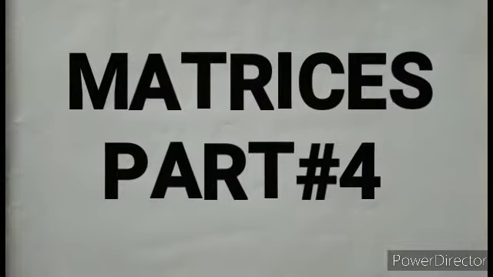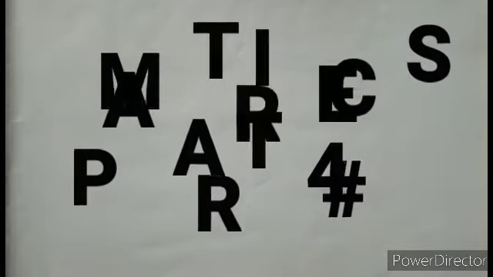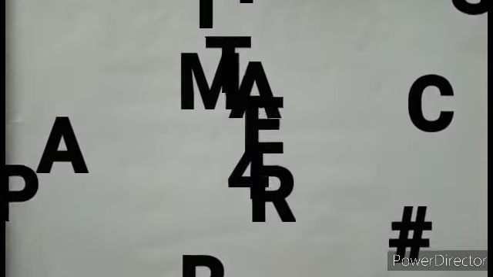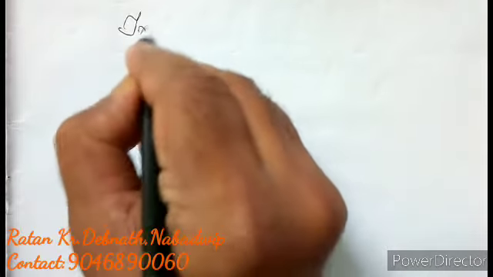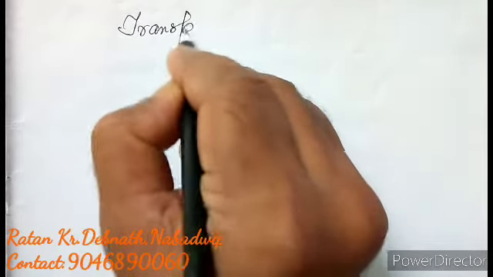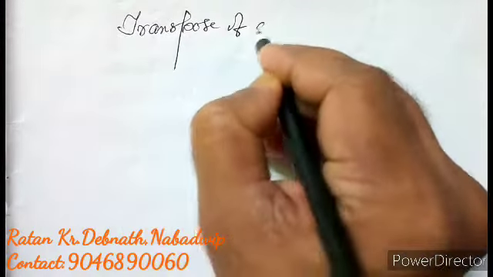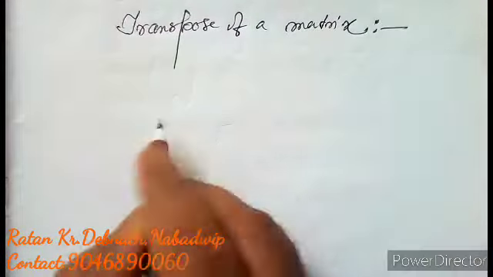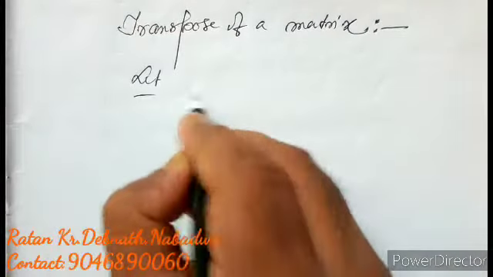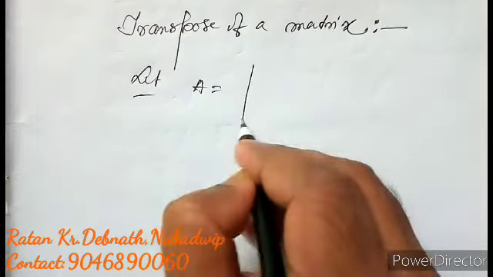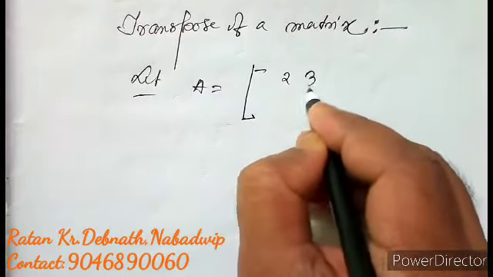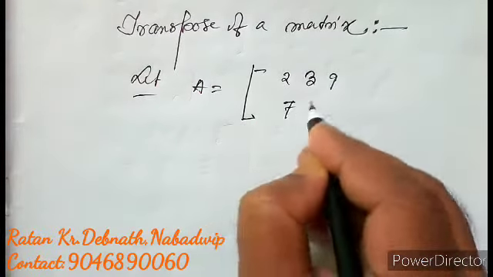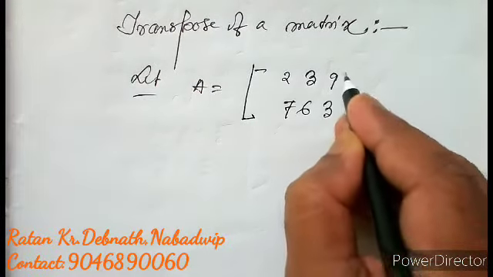Before learning matrix multiplication, we need to know the transposition of a matrix. Let me define the transpose of a matrix. Let A be a matrix: 2, 3, 9, 7, 6, 3.